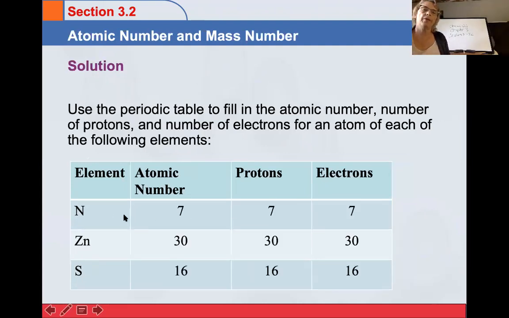So when we look at our periodic table, there's a 7 above the N, which is the symbol for nitrogen. So that's its atomic number. There's a 30 above the zinc, and there's a 16 above the sulfur. And that atomic number tells us the number of protons in nitrogen, zinc, and sulfur. And if those atoms contain that number of protons, they're also going to contain that number of electrons, because neutral atoms always have the same number of protons and electrons.